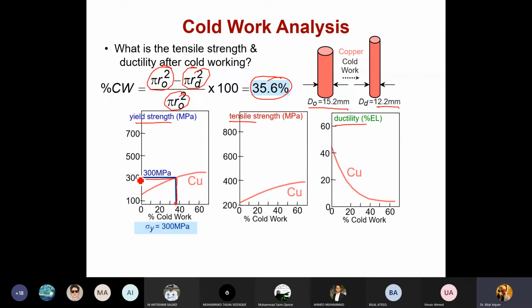It would have a yield strength of 300 megapascal as compared to the 0% sample having a yield strength of about 200 or 150. Similarly, the tensile strength goes to 340 megapascal as compared to about 220 for a 0% cold work sample. On the contrary, you would see 44 or 43% ductility decreasing to about 7% as you cold work the sample from 0% to about 35.6%. So this is the effect of cold working on the materials.